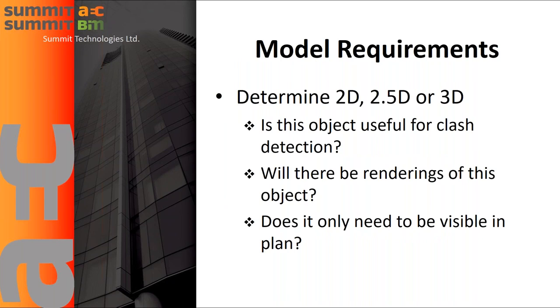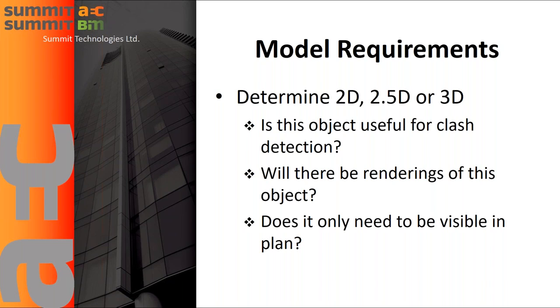So we're going to talk a little bit about model requirements. The first thing you want to think about is determining if it is 2D, 2.5D, or 3D. So is this object useful for clash detection? Is it something that you want to be doing clash detection on? This is narrowing down whether or not it needs to be 3D. If you want to do clash detection, or if that's something you want to be able to do in the future, you have to make that decision as to whether you want to have some sort of geometry. And this doesn't have to be really complex geometry. It could just be a box representing a clearance for an object. But do you need to have something physically there for them to use for clash detection?